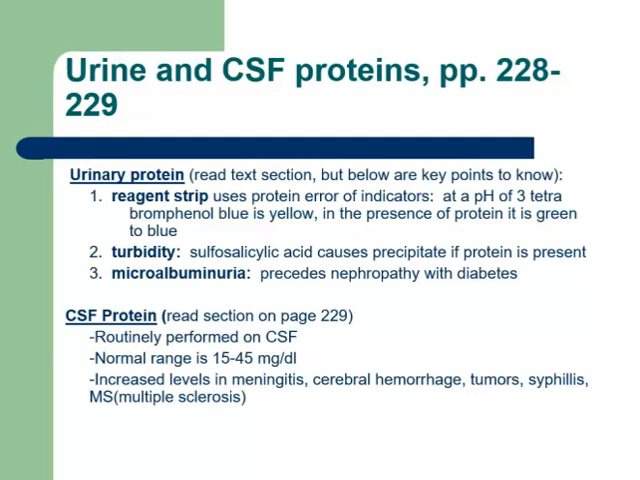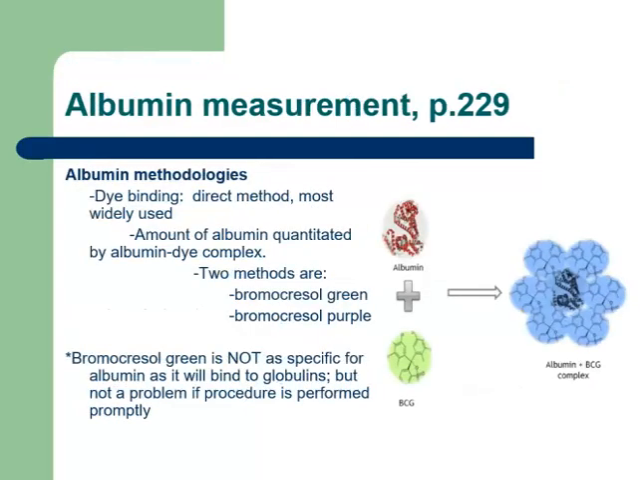For our CSF protein, it's routinely performed on our cerebrospinal fluid specimens. The normal range should be between 15 to 45 milligrams per deciliter. Increased levels are present in meningitis patients, in cerebral hemorrhages, tumors, syphilis, and also multiple sclerosis patients. For measuring albumin, we have two binding dyes that we use to help us measure albumin levels.